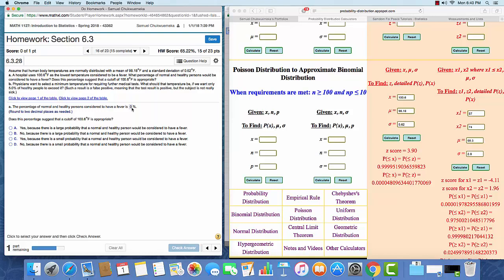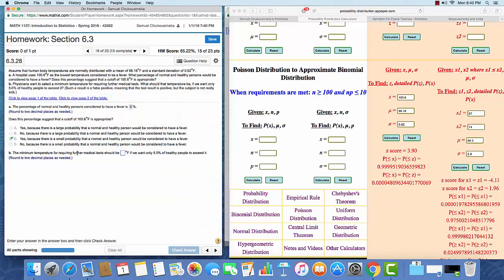So I would go with option C. Yes, because there is a small probability, the probability is 0 actually. So there's a small probability that a normal and healthy person would be considered to have a fever. Some of these questions you have to use your reasoning. It's kind of practical.